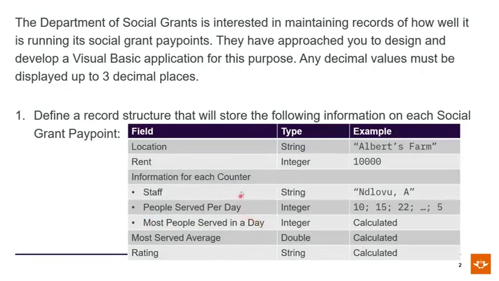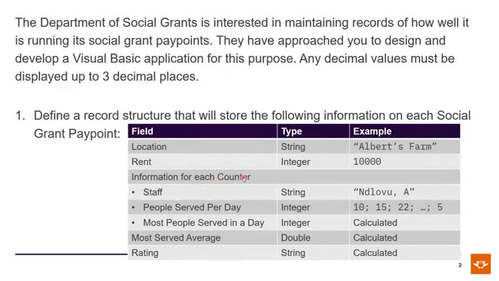From this, hopefully you pick up that, oh, hang on, because this table is a record structure containing information on each social grant pay point, this overall record structure will be an array. It will be a dynamic array, and then inside each social grant pay point, they say information for each counter. So the magic word that you should try and look for is the word each, or later on you will see per.